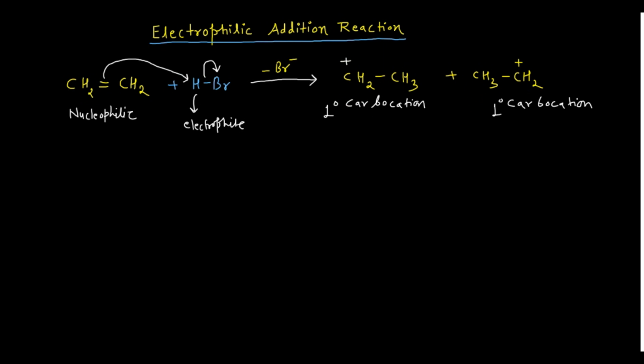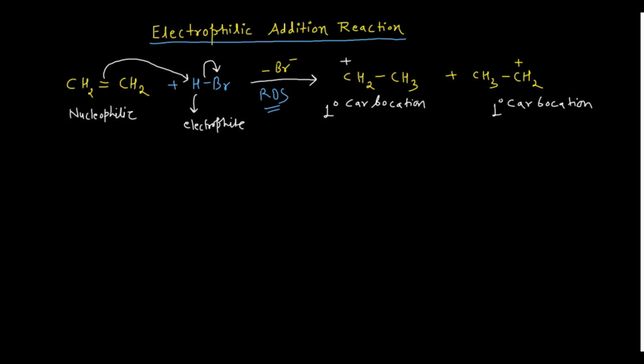Now in the next step, what will happen? Say this is step number 1. Right here, this is step number 1, and this is the RDS, rate determining step. And in this rate determining step, you can see the electrophile is basically this H positive. It is adding to this system. That's why the name of the reaction is the electrophilic addition reaction.